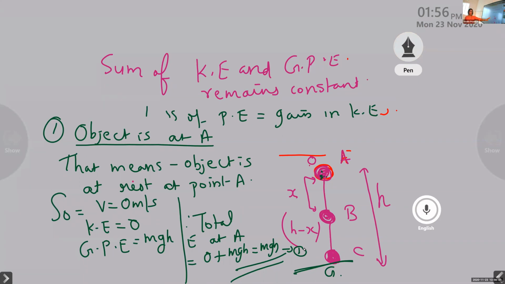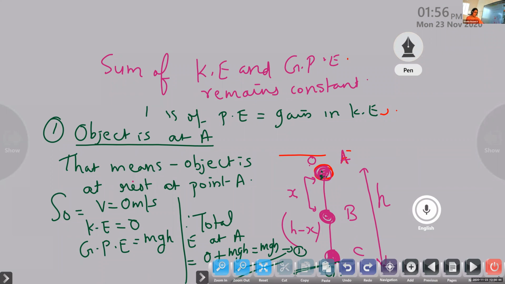So this is the first case we proved. When the object is at A, it has not even started falling. It was at rest, so it has only potential energy. Since it is at rest, no velocity, so kinetic energy is going to be 0. Mathematically, kinetic energy is 0 because no velocity. Shall we go to point B? Next case.